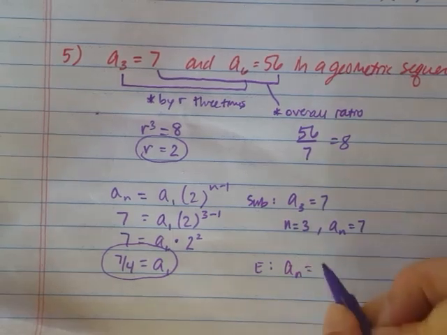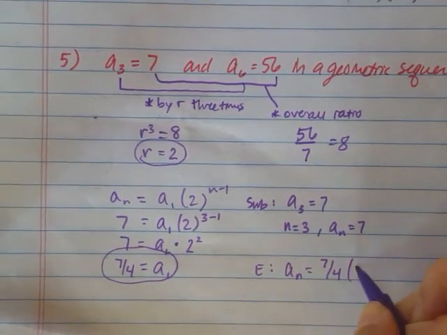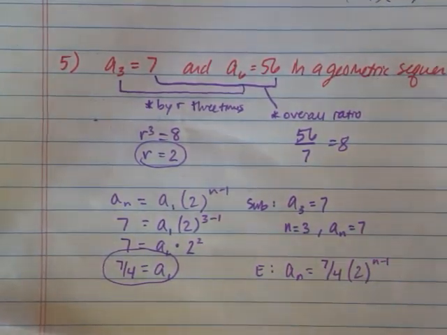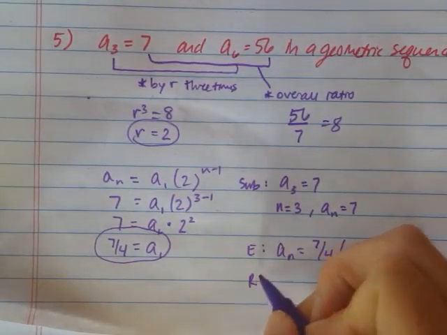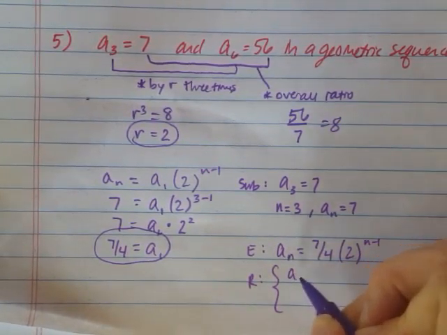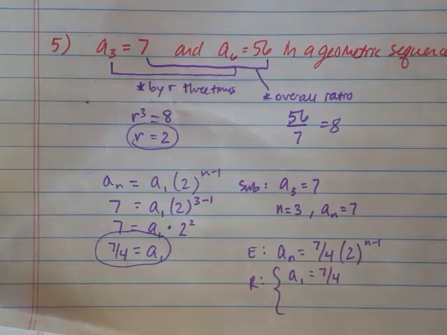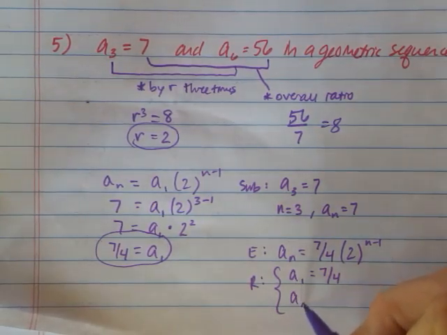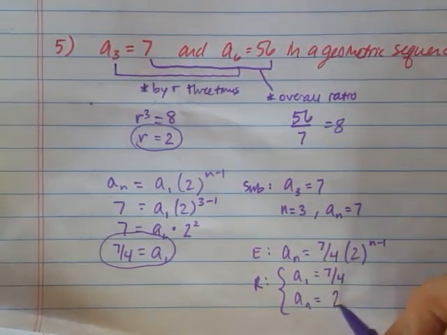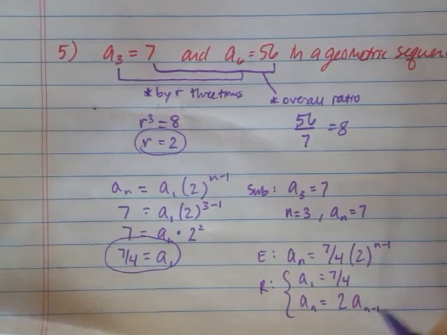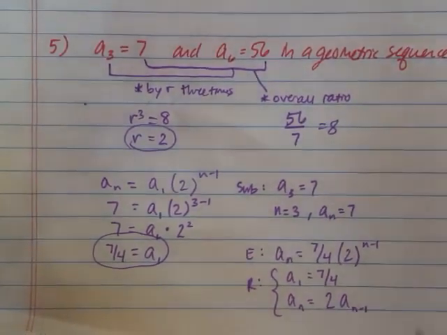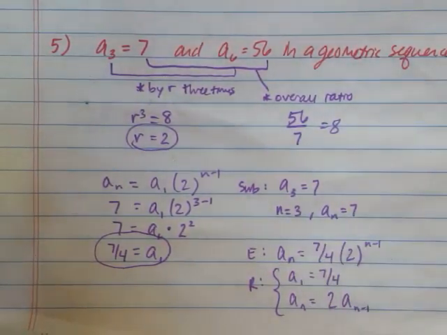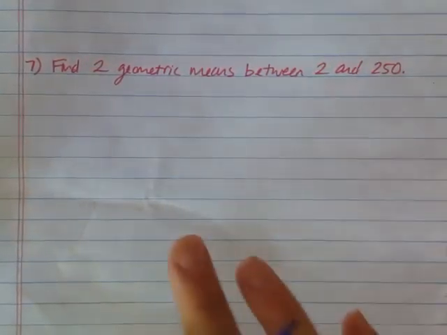A sub n equals the first term times r to the n minus 1 power. And again with recursive, we can define the first term as 7/4, and for the nth term, we multiply the previous term by 2, and that works. I'm going to skip just a little bit too.